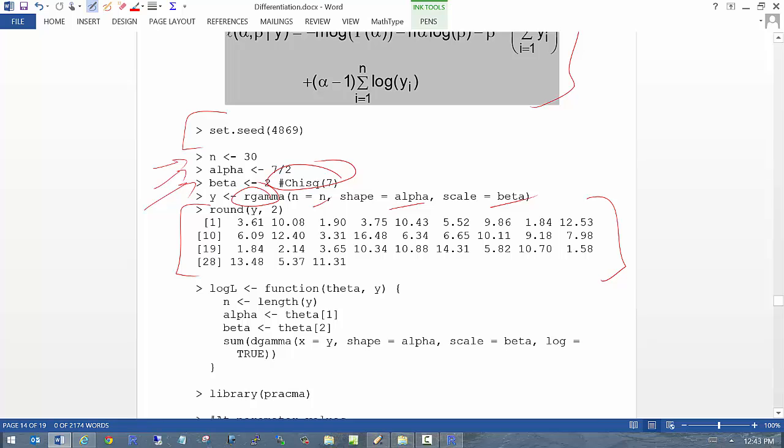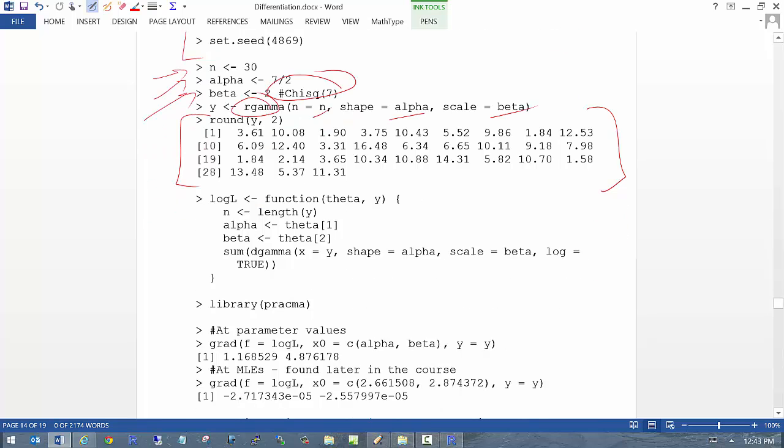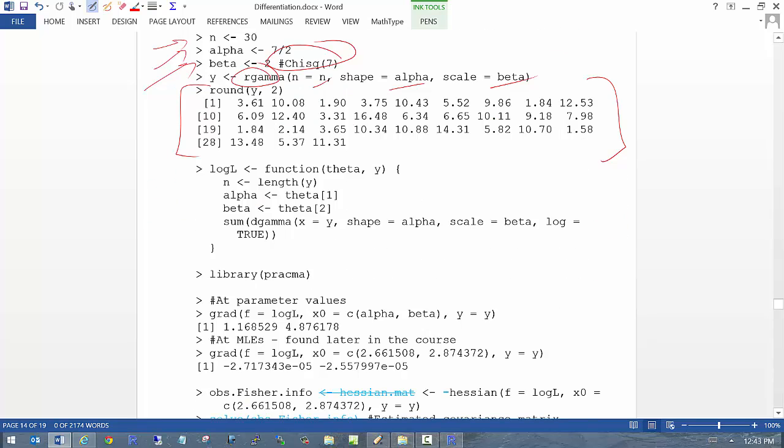Again, 30 observations, and you can see that it's likely going to be kind of right skewed. So let's talk about how to write out the log likelihood function. There are a number of ways that you can write it out. This is the most efficient way that I'm going to show you.